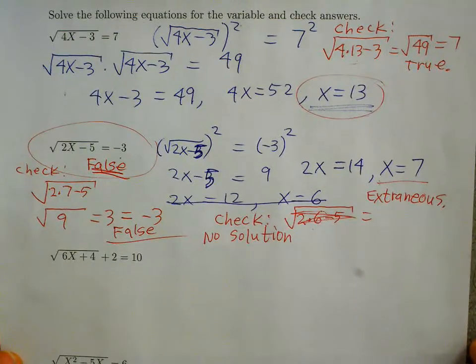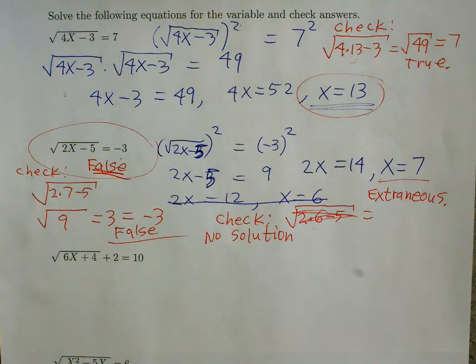Okay, let's solve the next equation. The square root of 6x minus 4 and then plus 2 equals 10.